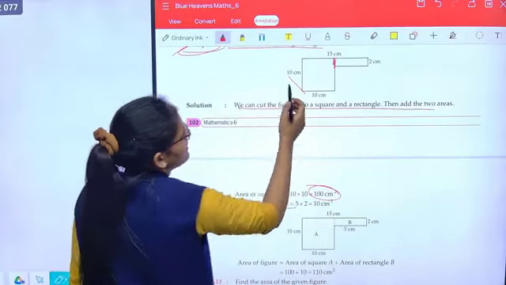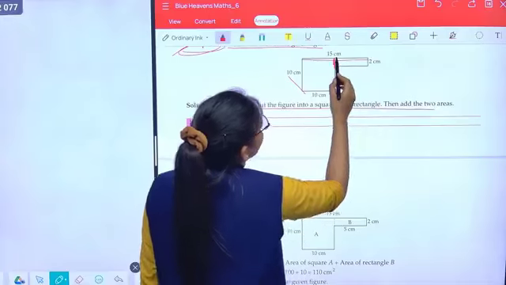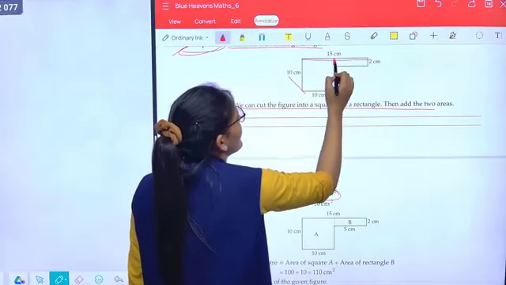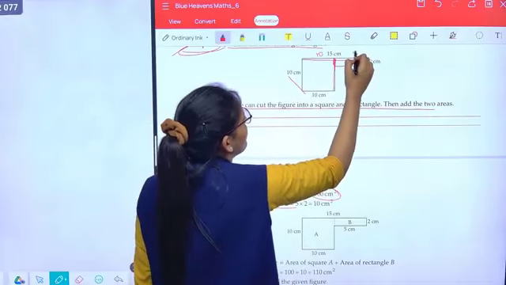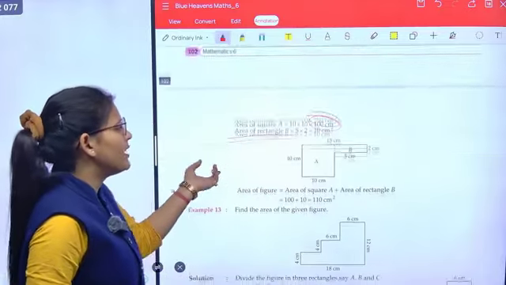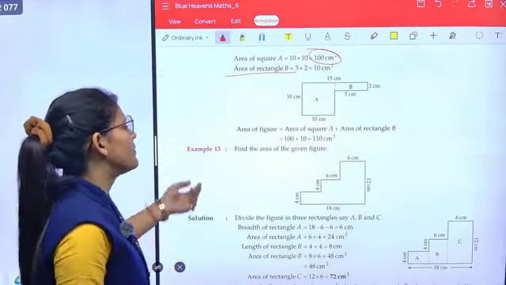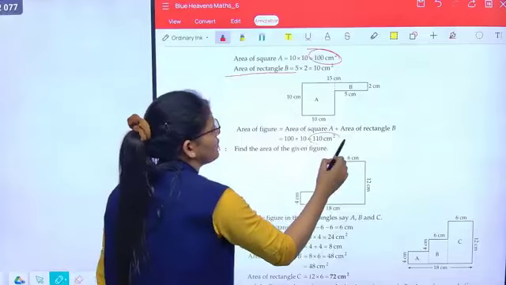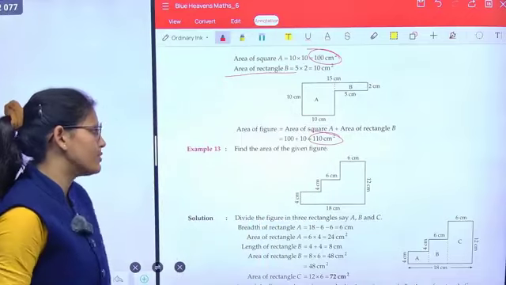Yes class, you can. Now the whole thing is 15 centimeter up to here, class. So how much will it be up to here? 10 centimeter. So how much will it be here? 5. So 5 multiplied by 2, 10 centimeter. Now we will add both of them. That is 110 centimeter squares.